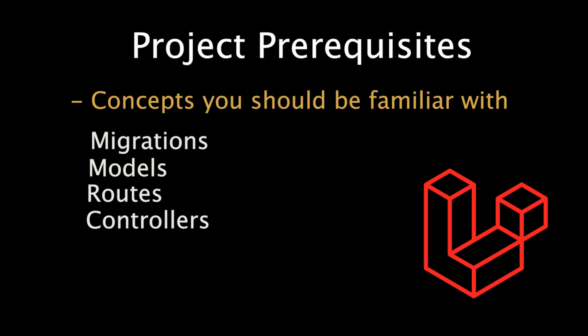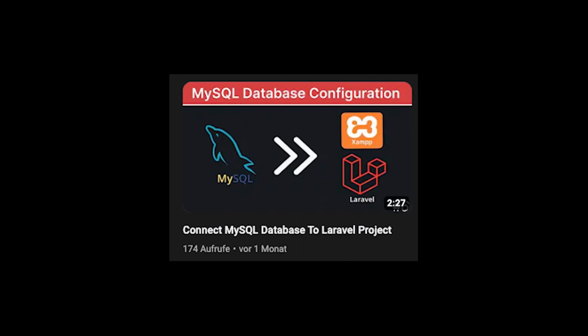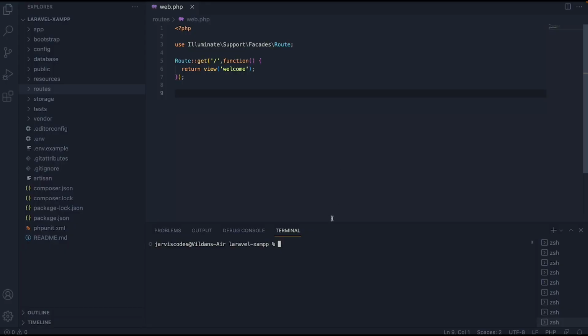Before we get started with coding, you need to make sure that you have a database connection. If you don't have a database connection, go check the video on the info tab on how to configure a MySQL database table in Laravel. Now, let's jump right into the project.